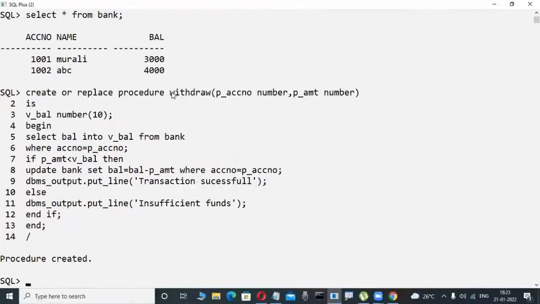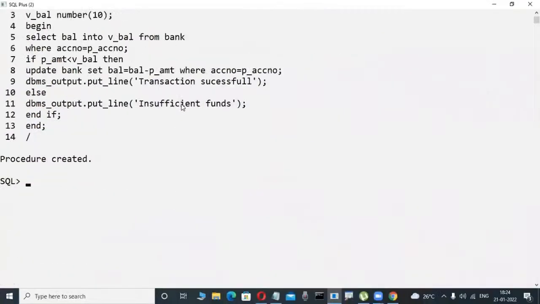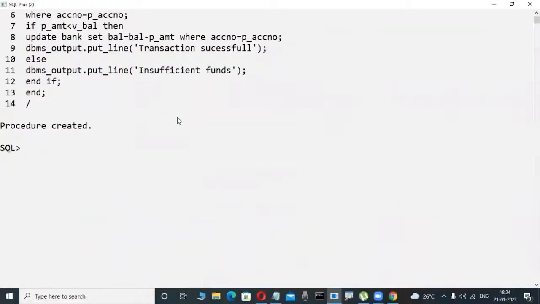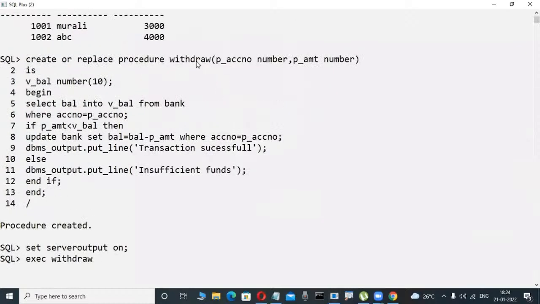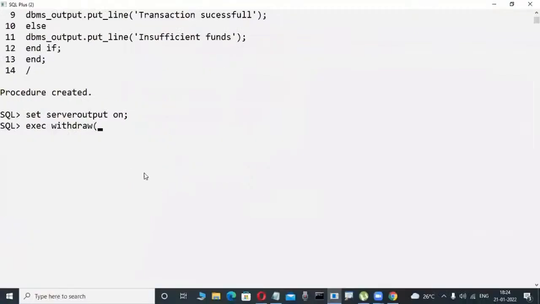Once I develop this withdraw procedure, I try to check whatever ATM transactions I was telling about in the previous case. Observe here. Here I'm executing: exec procedure name withdraw. I'm calling this procedure withdraw. That is the name of my program I'm giving. My account number is 1001, account number I'm passing, comma, I try to withdraw 9,000 rupees, for example.